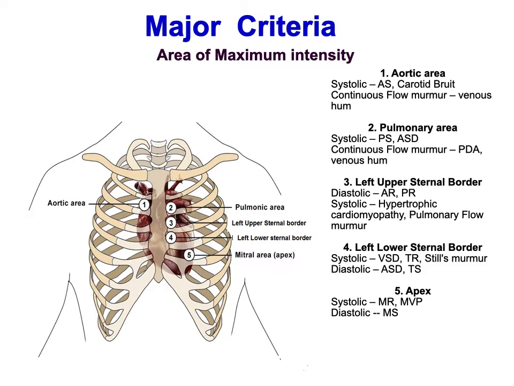In the aortic area on the right second intercostal space, in the systole obviously aortic stenotic murmurs are more prominent. Carotid bruit sometimes is heard. A murmur component in the arterial segment is called a bruit, and as a continuous flow murmur you can find the venous hum. So these are the maximum intensity and localization of the different murmurs on different areas of the chest. Next.